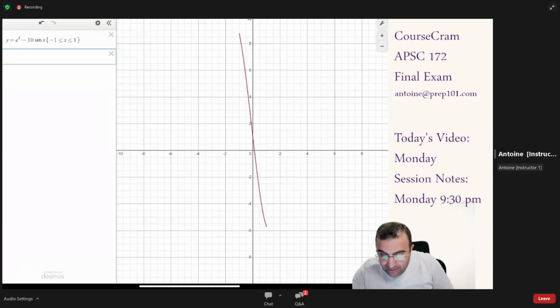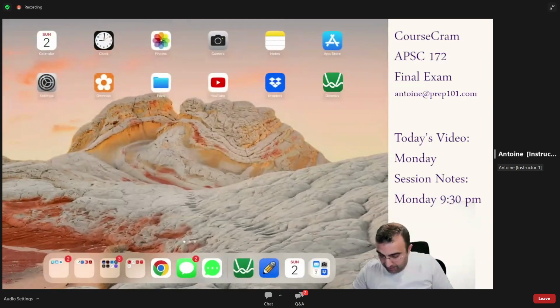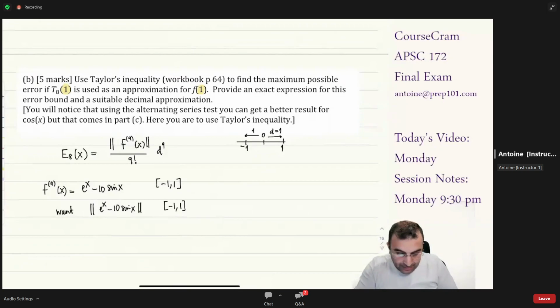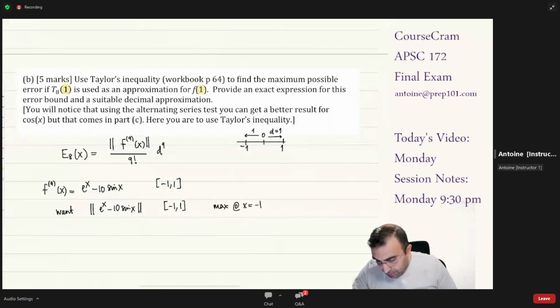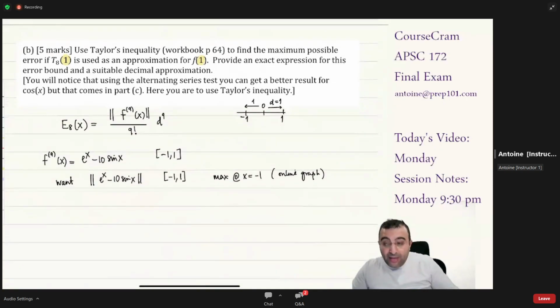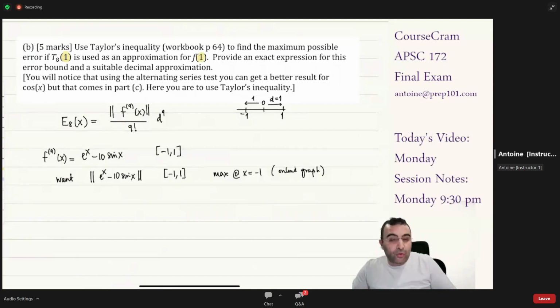So you see the maximum happens when x is minus 1. So the maximum happens at x is equal to minus 1. This is from an online graph. Again, this was an online test, so one expects an online graph. And everything else that I've shown you, it was very, very easy to find the maximum value.